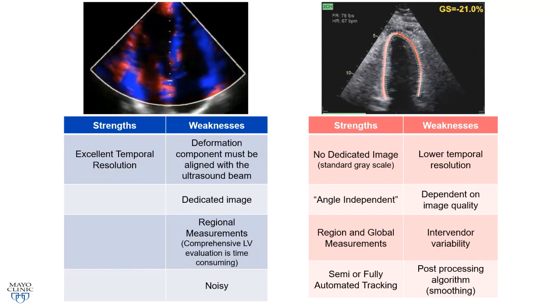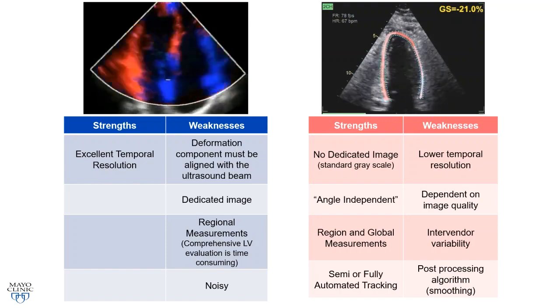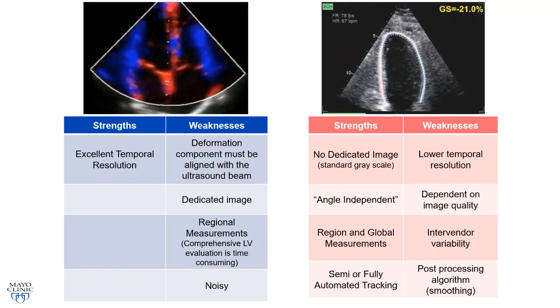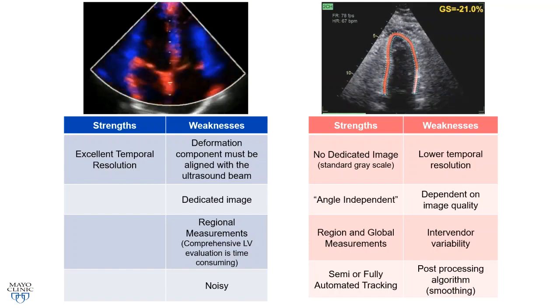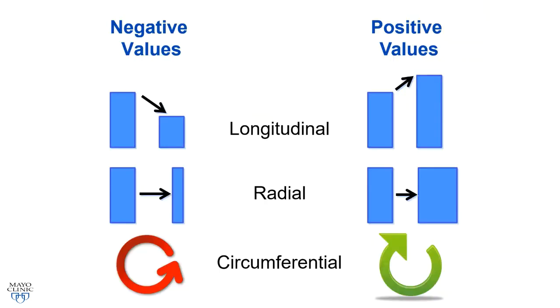You can look at regional and global measurements, but there is intervendor variability. And now, which is nice, there are semi and fully automated tracking algorithms. Now, for clinical use, myocardial deformation is described with three essentially orthogonal components: longitudinal, longer or shorter; radial, becoming thicker or thinner; or circumferential, rotating either in an anticlockwise or a clockwise direction.